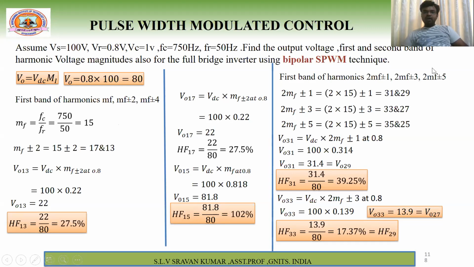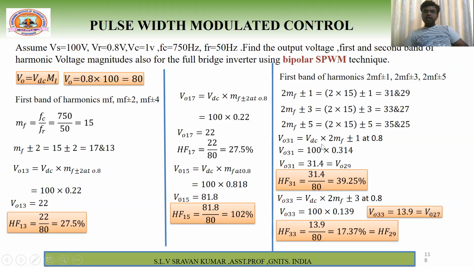Next, second band of harmonics. I'm sorry, this is the second band of harmonics, not the first band. The second band of harmonics is 2mf plus or minus 1, 2mf plus or minus 3, like that. So second band of harmonics is nothing but 2mf plus or minus 1, and 2 into mf is how much? 15 plus or minus 1. Therefore, this second harmonic will appear, one at 31, another at 29. Okay, so let us go for this one, 31.